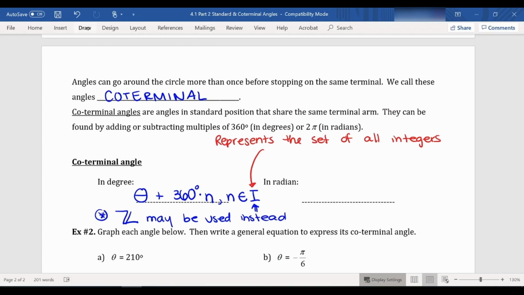In radians, we would use our theta, but we would be adding 2 pi n, because 2 pi is our entire circle in radians, and we would do that n times. And we can write n is in the set of all integers using this double-sided Z here. I will be using the double-sided Z most of the time.